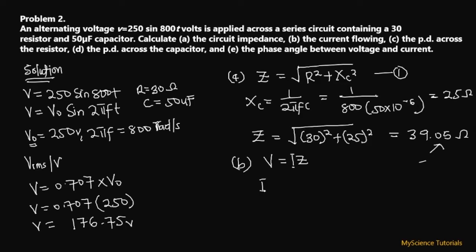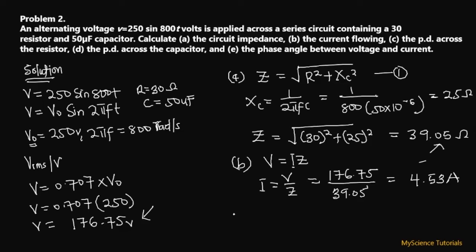So if we make current the subject, we are going to have our voltage over the impedance, which is equal to our voltage we found to be 176.75 divided by the impedance, which we found earlier was 39.05. So if we divide everything we have over here, we are going to get our current to be 4.53 amperes as our answer for the current.